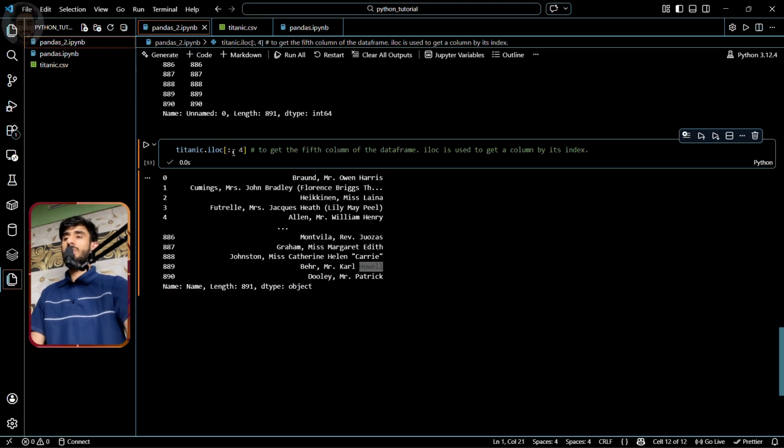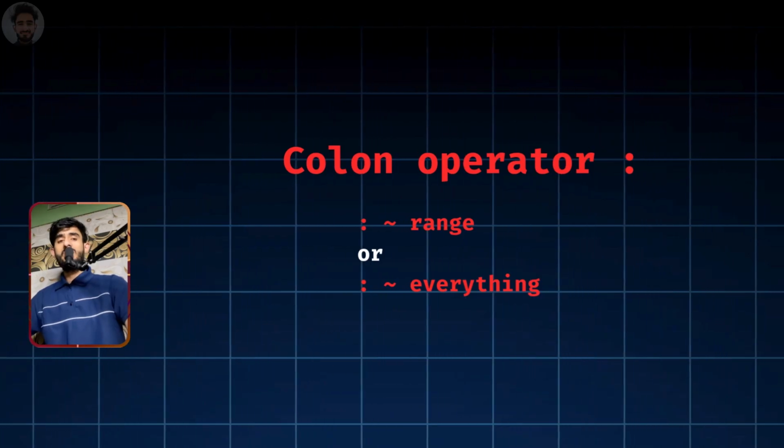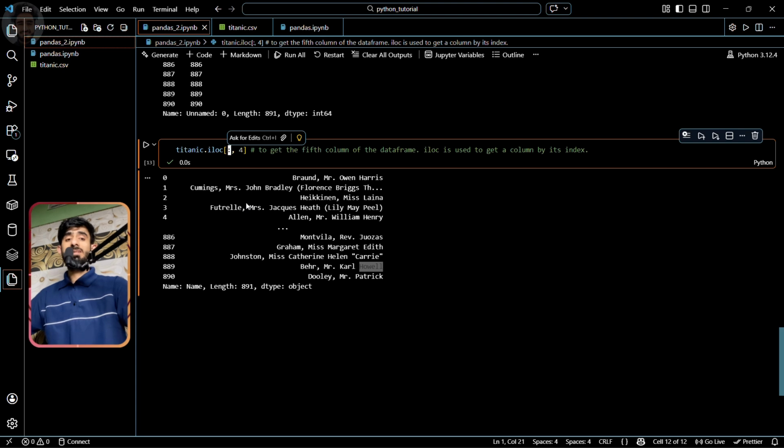Now you may be wondering about the colon that I have used here. What does it mean and what is this function? The colon operator inside brackets works as everything or a range depending upon the usage. In the above code, it works as everything, and it means select all rows, because iloc and loc are row first. That means before the comma it is row and after the comma it is column. So it means select all the rows and the fourth column.